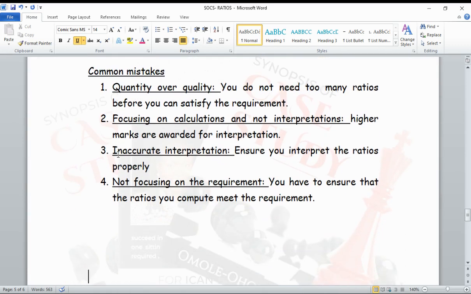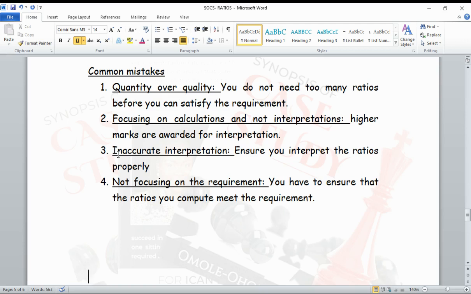Now, what are the common mistakes? The first one is quantity over quality. You do not need too many ratios. You hear somebody saying, I computed 15 profitability ratios, 4 liquidity ratios, 10 solvency ratios. In fact, in total, you are computing almost 40 ratios. Quality over quantity is very, very important. You don't need too many ratios to satisfy the requirement. Just look for the important categories, and you don't need more than 3 or at most 4 ratios per category. It helps you to reasonably satisfy the requirement and analyze it very well, because of time constraint.